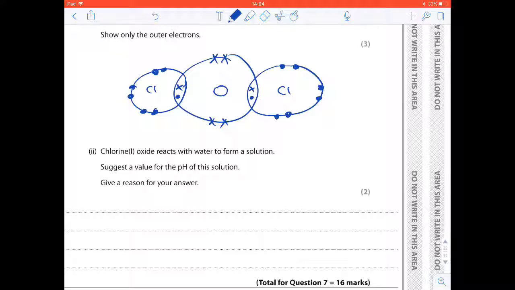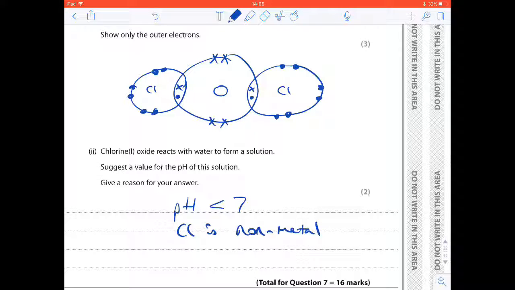The second part of this question is about the pH of solutions formed from oxides, and the basic rule here is that non-metal oxides like chlorine oxide form acidic oxides. So any sort of acidic solution, remembering that a pH of less than 7 is acidic, because chlorine is a non-metal.